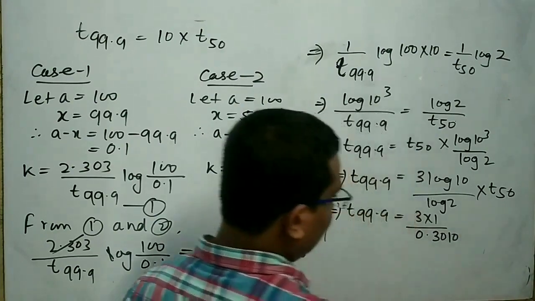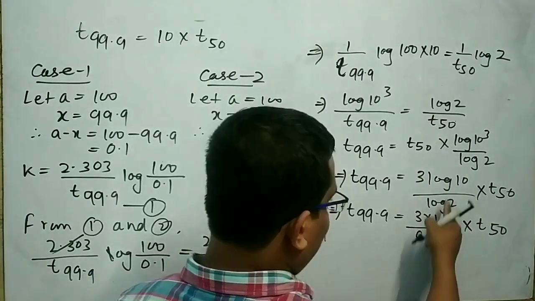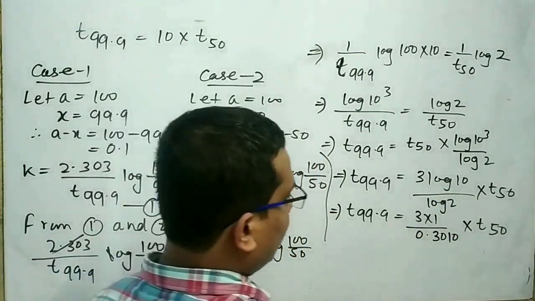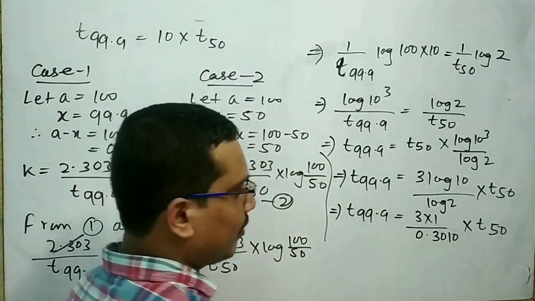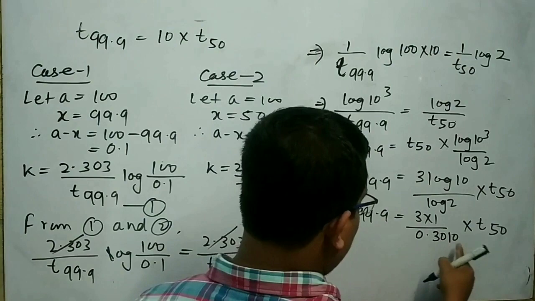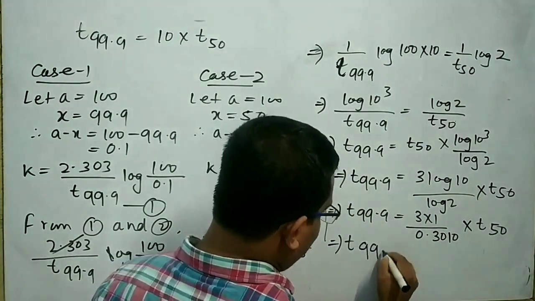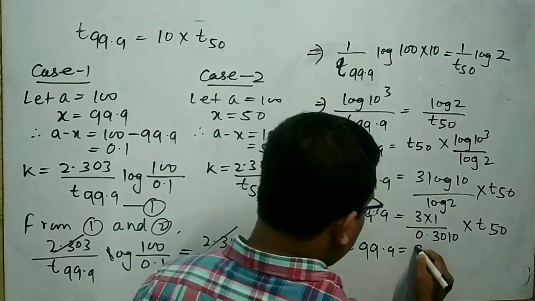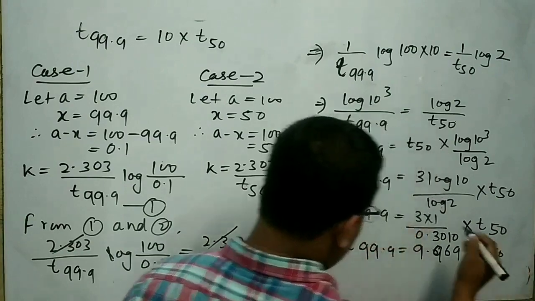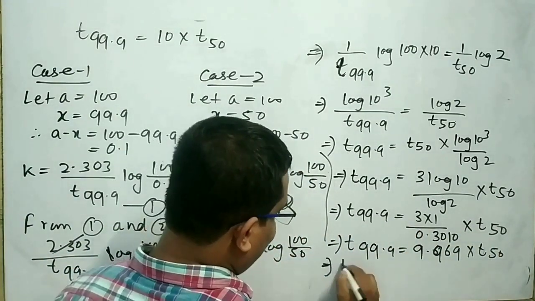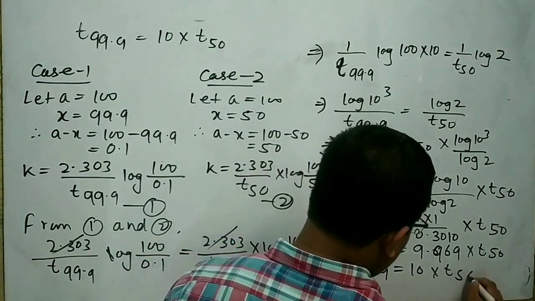This implies that T99.9 equal to 3 into 1 divided by 0.3010 into T50. Here 1 is written because the value of log 10 is 1. Here 0.3010 is written because the value of log 2 is 0.3010. After solving, we can write T99.9 equal to 9.969 into T50. That means I can write T99.9 is equal to 10 into T50.